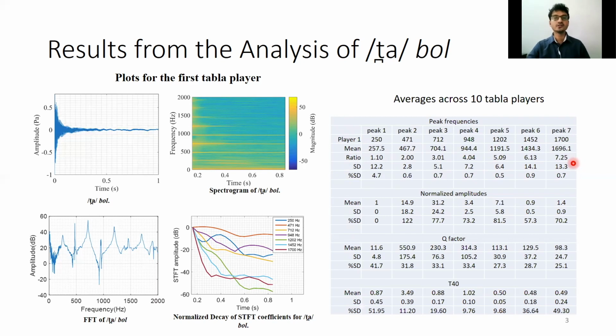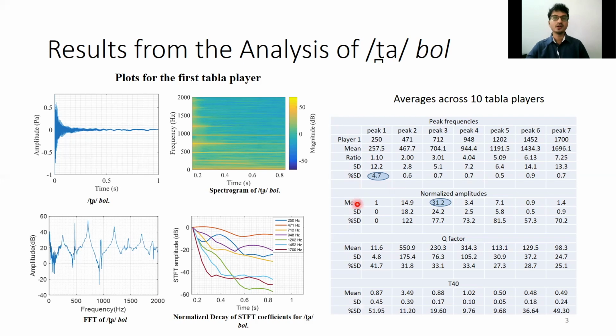The coefficient of variation of peak frequencies, denoted as %SD, is the highest for the first peak. This indicates that different tabla players apply varied pressure with their ring fingers for damping the fundamental mode of vibration.